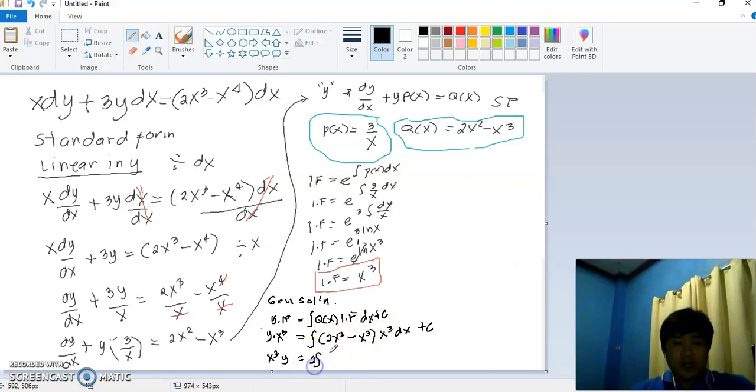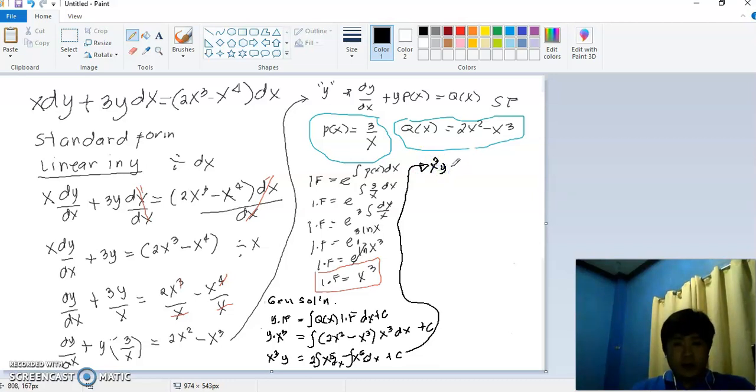So x cubed y equals, we integrate this one separately. x squared times x cubed is x raised to the power of 5, and minus x cubed times x cubed is x raised to the power of 6. So you have dx here, plus c.